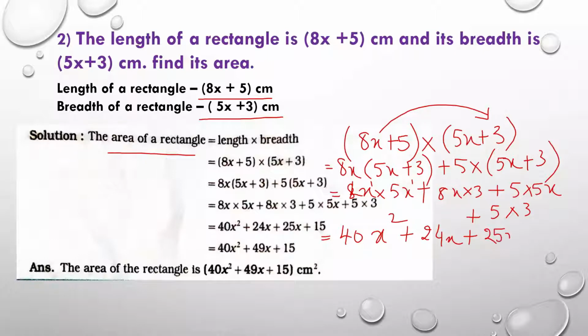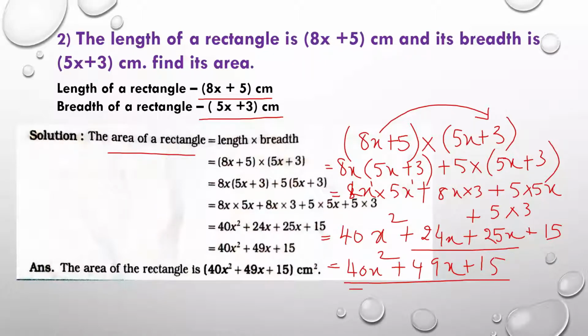15. Now you have to add the like terms. So 40x square plus 24 plus 25 is what? 49x plus 15. So this is your answer. So the area of the rectangle is 40x square plus 49x plus 15 centimeter square.